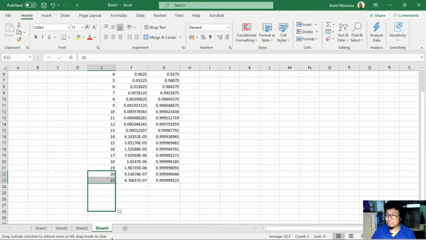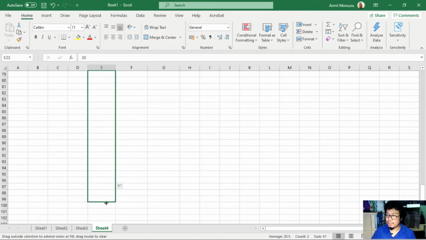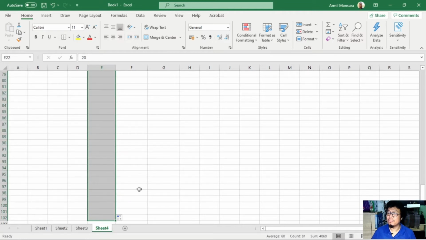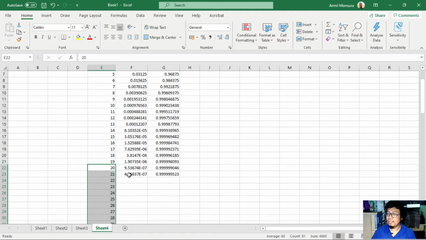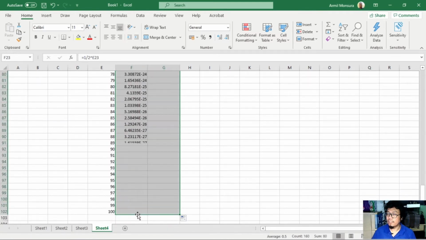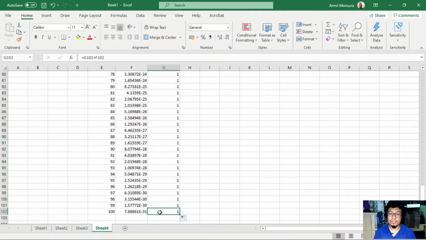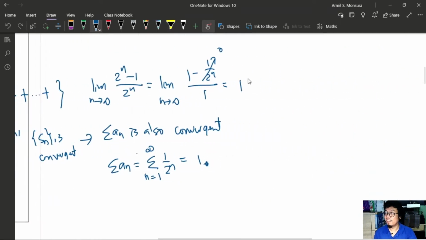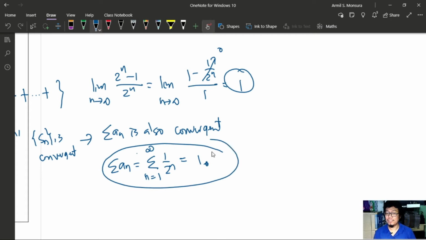Let's say we add more terms here. Let's have it reach up to 100 terms. So we copy these formulas, and see that eventually your partial sum sequence will actually reach 1 as its limit. That is the one that we are obtaining in this operation. So that is also the sum of your series.